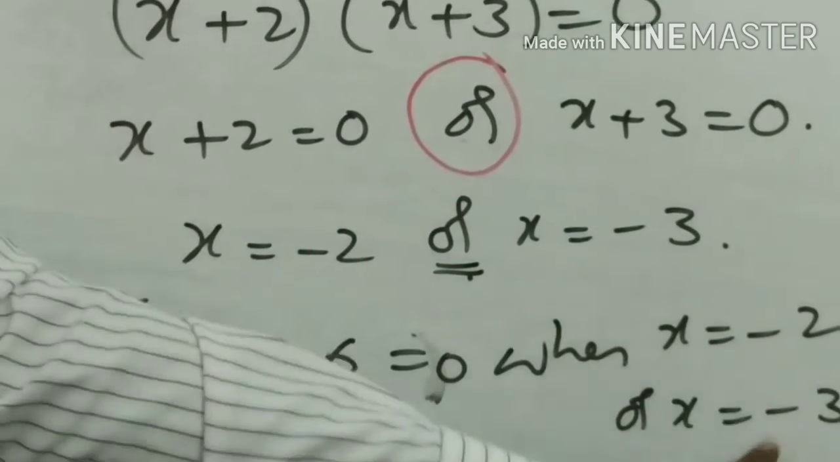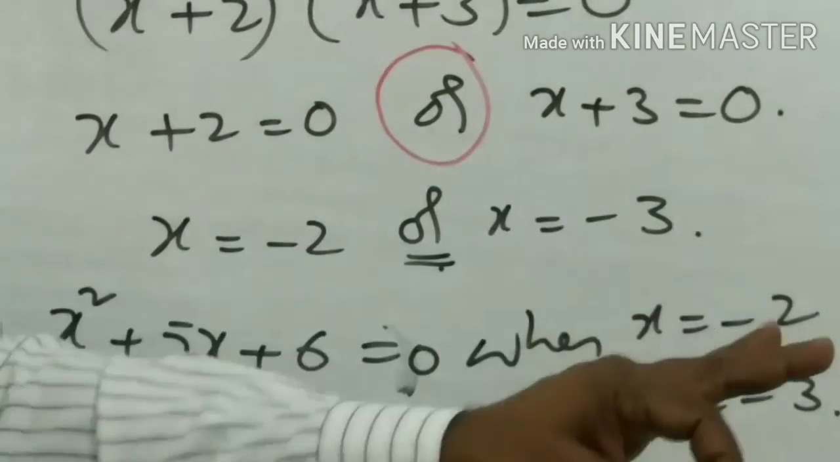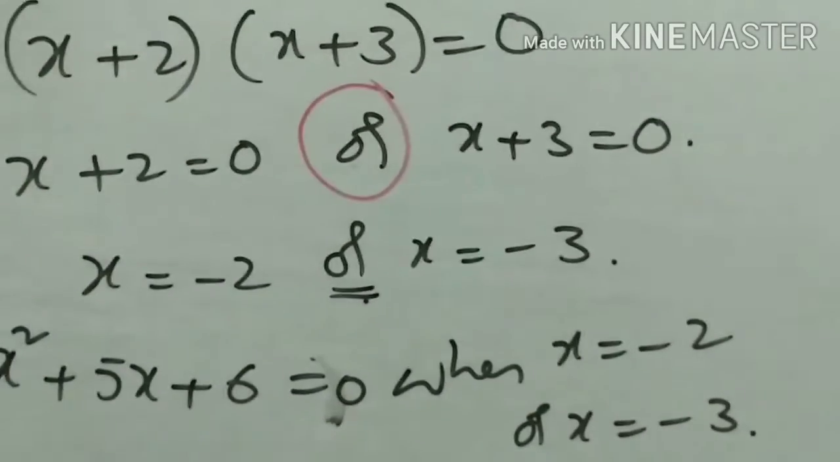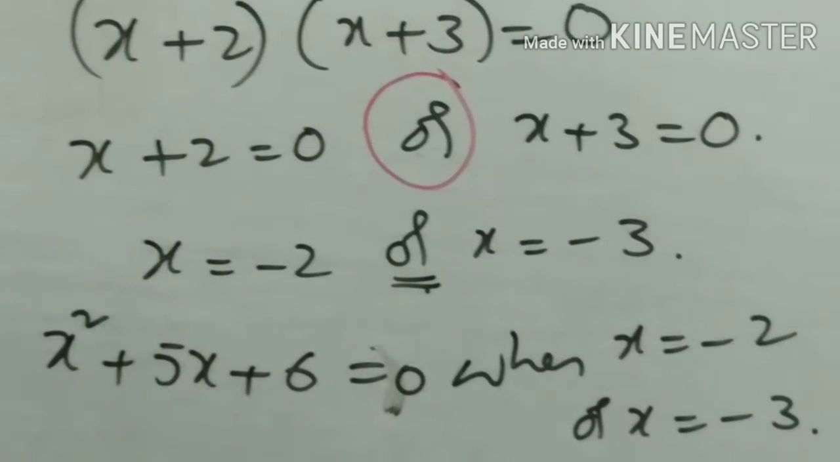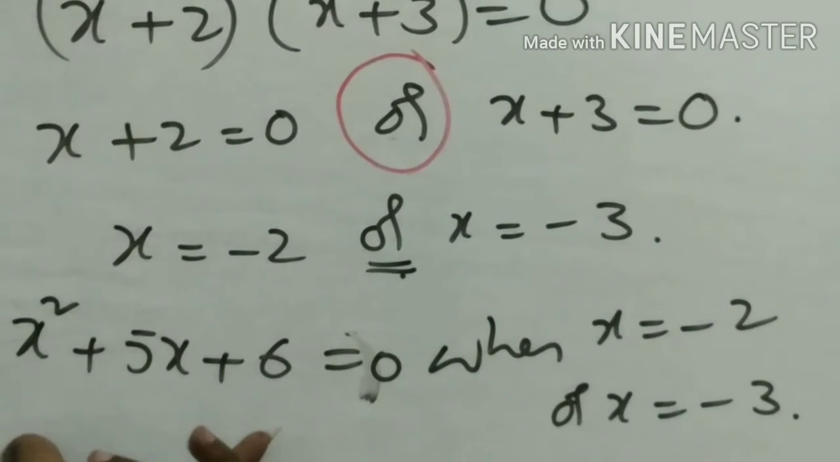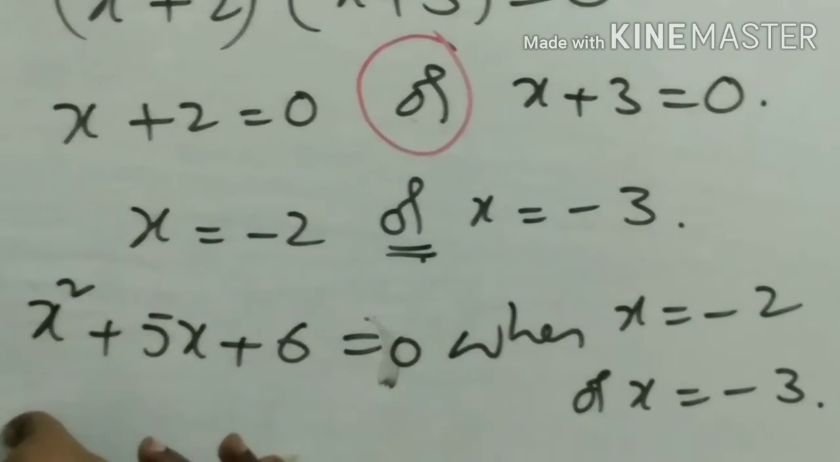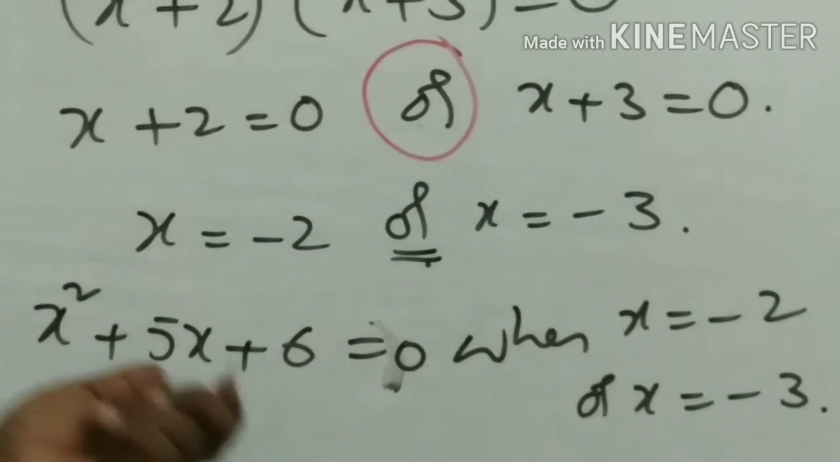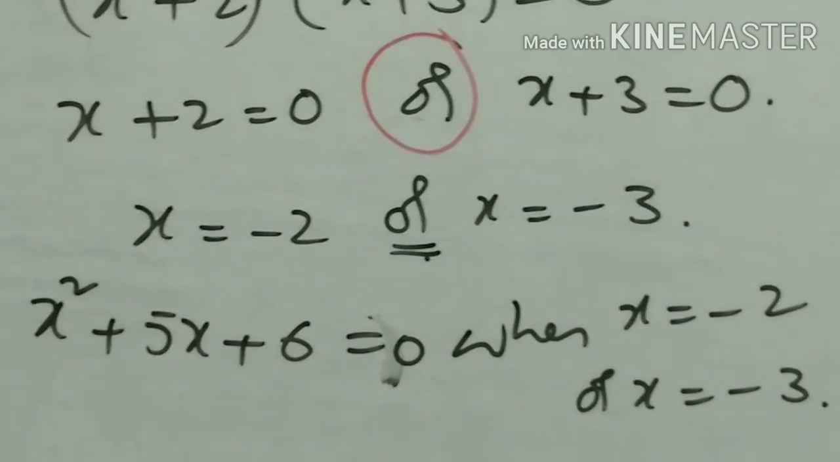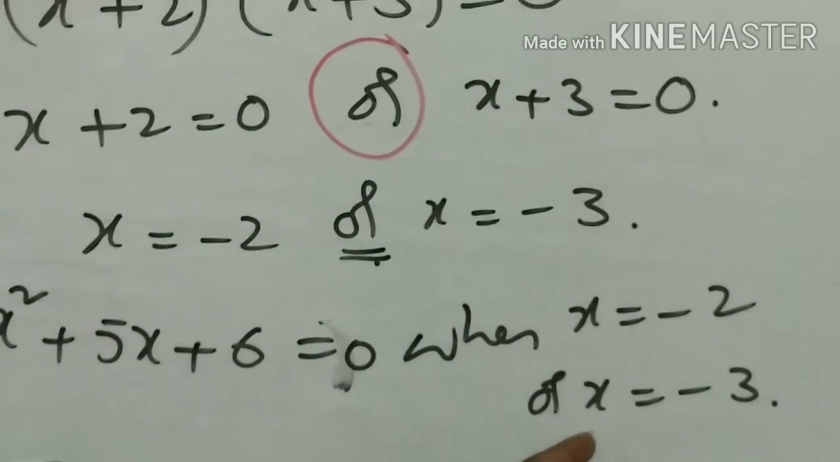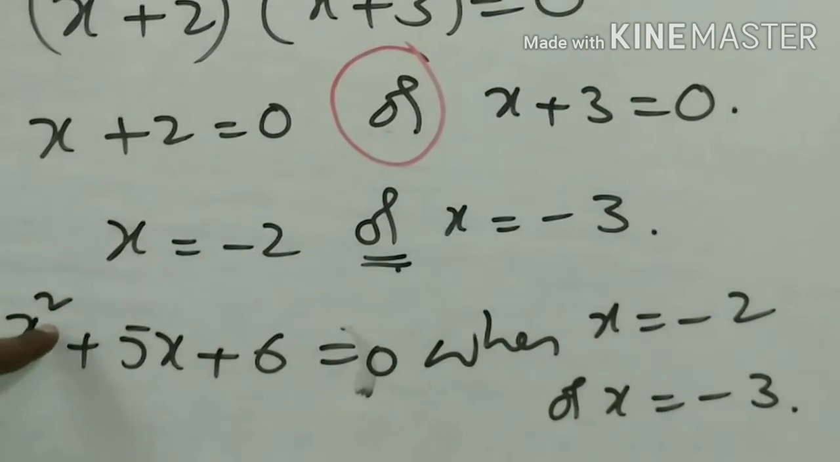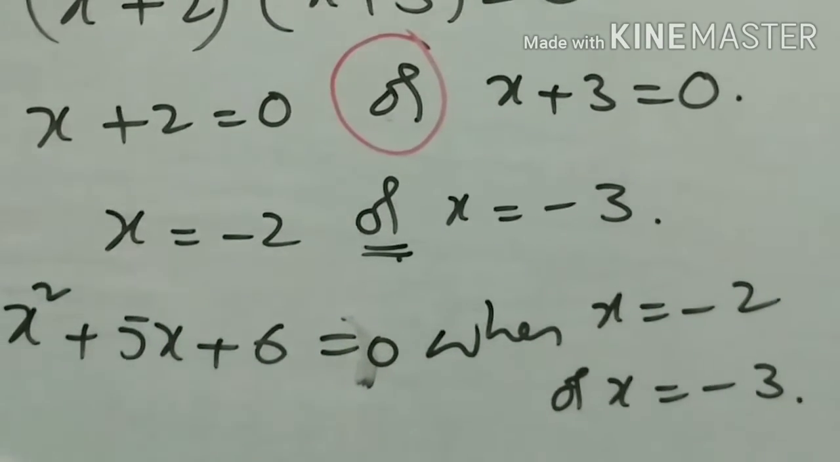Then these two are called zeros of the polynomial, or roots of the polynomial, or solutions of the polynomial. Okay, this polynomial is nothing but a quadratic polynomial equated to 0, so simply we will call it a quadratic equation. Here how many roots do you have? 2 roots. Because the degree is 2, it has 2 zeros.